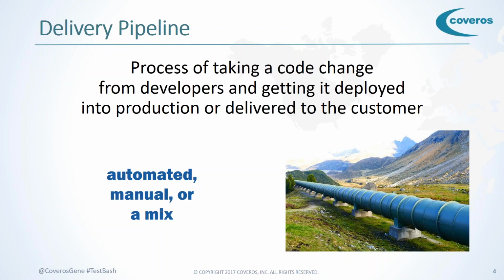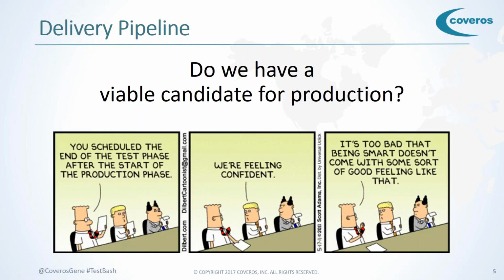This pipeline that we're building out, this whole process, could be automated. In a true DevOps continuous delivery world, it's mostly automated at least. It could be completely manual, or more likely it's a mix of the two, partly manual, partly automated. But either way, what you're doing is starting with a change and trying to get it into production or delivered. Really what that means is we're looking to see if we have a viable candidate for production. Is what we are building something that we are ready to go live with?